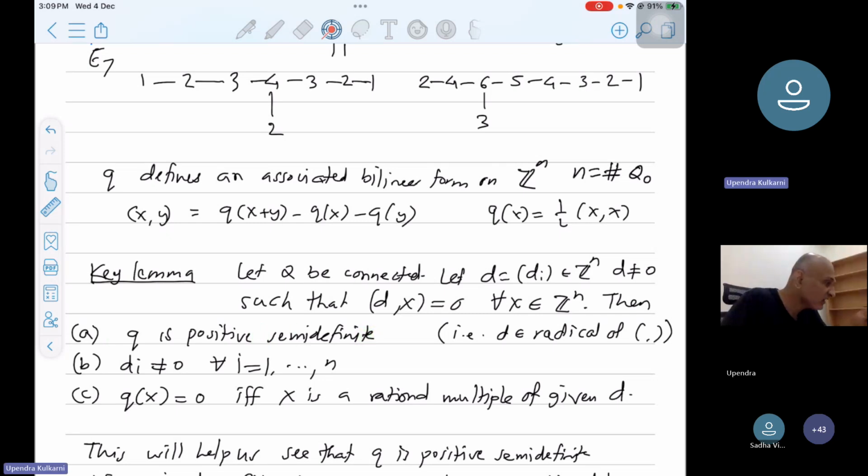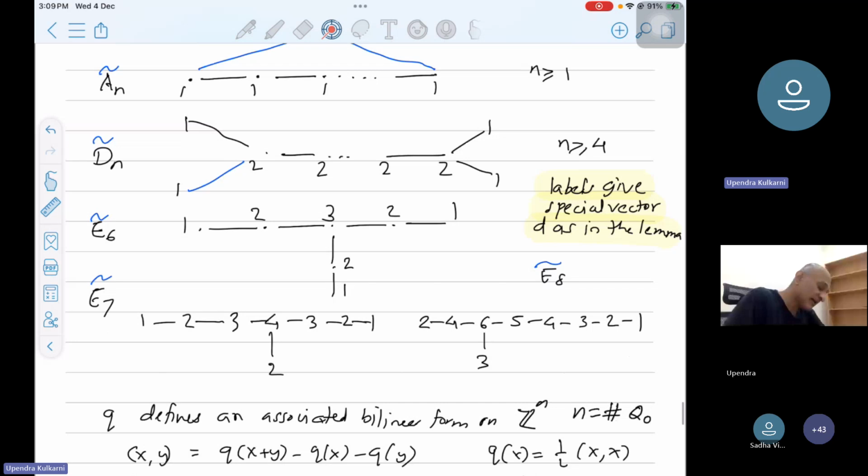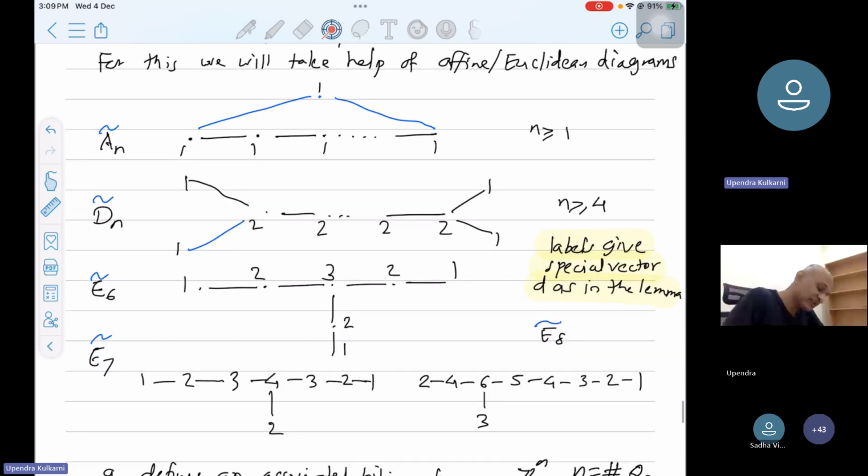So this is giving me a key to show that all of these affine quivers are positive semi-definite. In each case I'm taking an n plus 1 dimensional vector space now, because this A n tilde has n plus 1 vertices. So all that this is saying is that take the vector 1 1 1 1 1 in each slot, n plus 1 times.